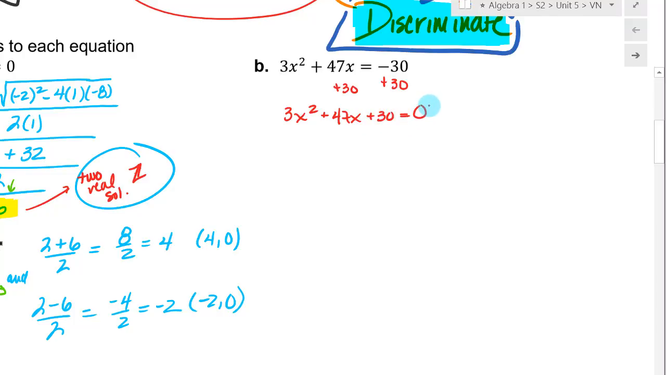All right, equals 0 says I'm ready to solve. So we're good to solve now. We're going to move on to our next part, which is identifying all of the coefficients a, b, and c for this quadratic. So a is going to be 3, b is going to be 47, and c is going to be 30.